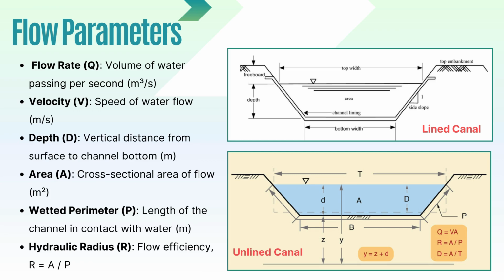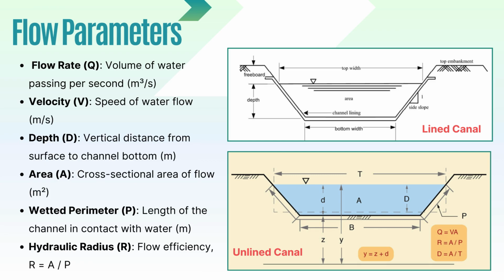Third, depth, represented by the symbol Y. This is the vertical distance from the water surface down to the bottom of the channel. The depth affects the pressure at the base of the flow and helps determine how much water the channel can safely carry without overflowing. Fourth, we have cross-sectional area, or A.